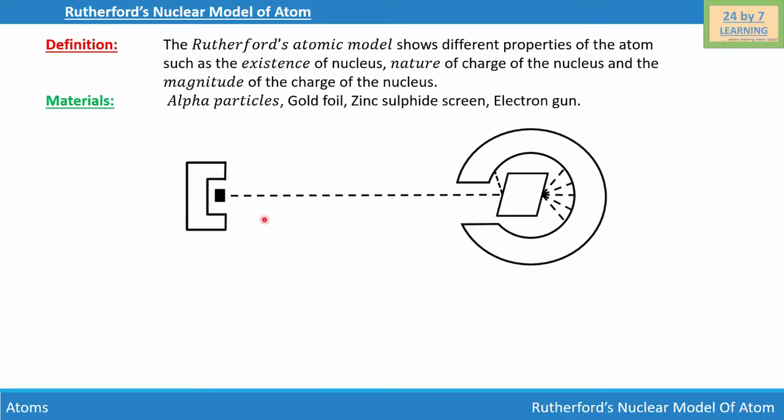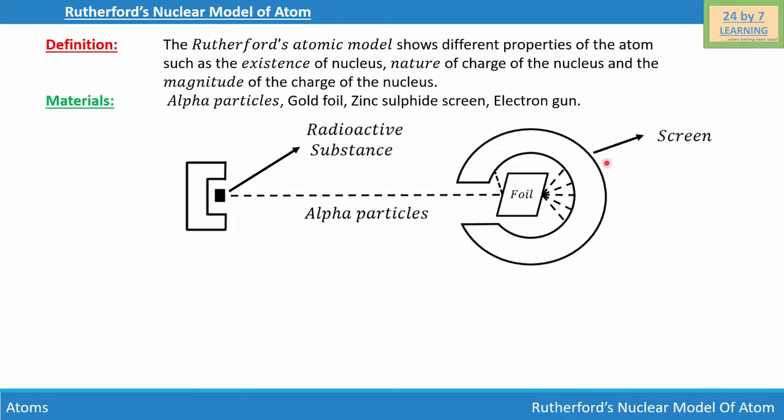So here is my figure, where you can see this is the gun and this is the radioactive substance. The radioactive substance is releasing the alpha particles. These are the alpha particles hitting the gold foil. This is the gold foil and this is the screen.